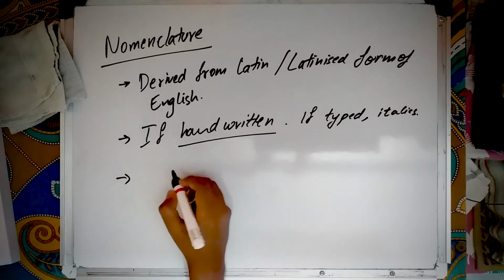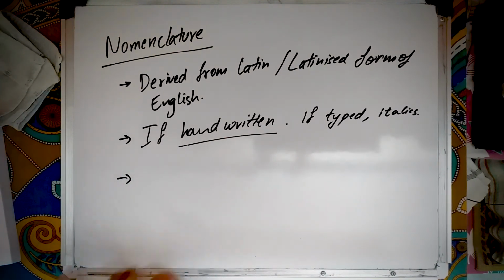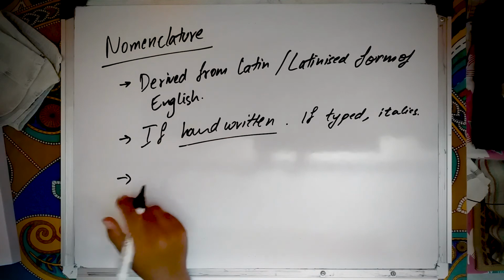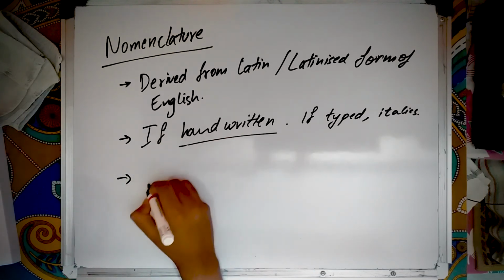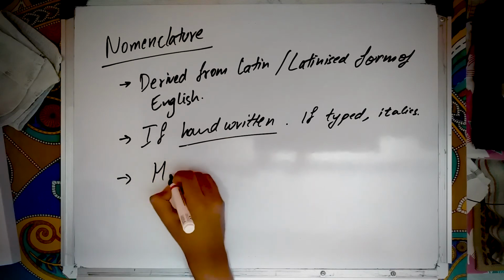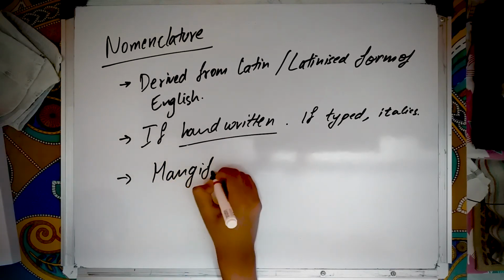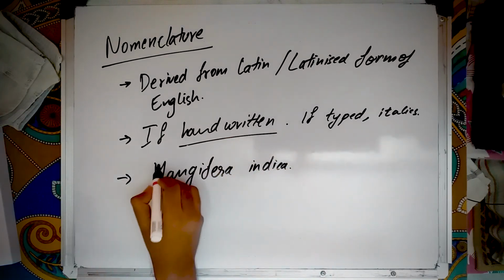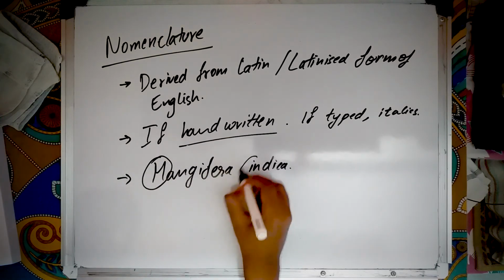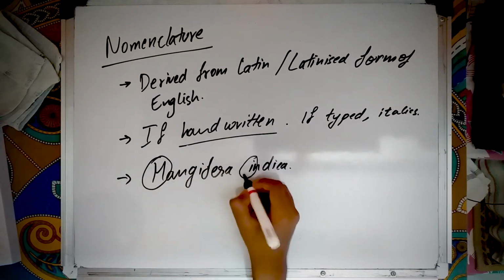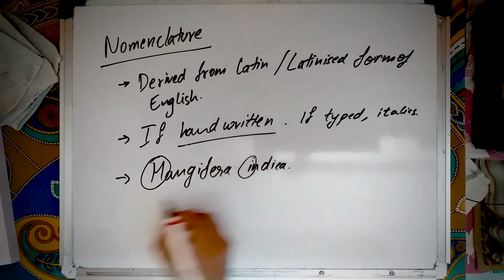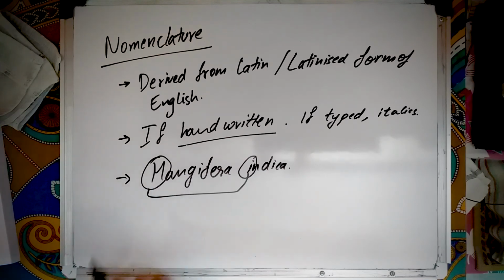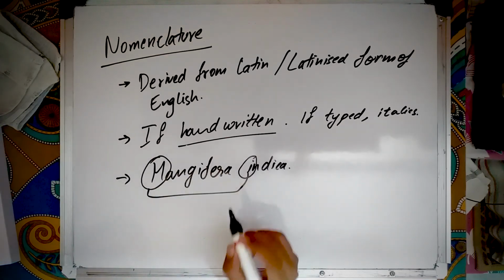And next, in binomial nomenclature, which is given by Linnaeus, the specific epithet comes after the generic name. For example, Mangifera indica. You should note that I have written the generic name in capitals and the specific name starting with a lowercase letter. That is also a rule. The generic name should start with a capital letter and the specific name should start with a lowercase letter.